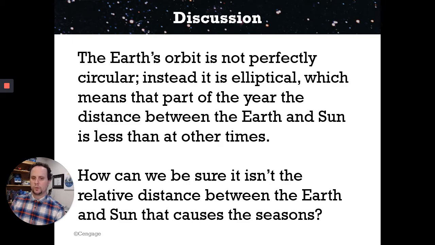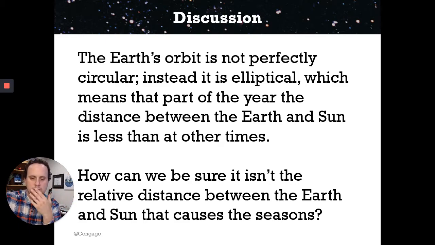Part of what I want you to think about as I let you go here: the Earth's orbit is not perfectly circular. Instead, it's elliptical, which means that part of the year, the distance between the Earth and the sun is less than at other times. So sometimes we are closer to the sun. Sometimes we are further from the sun. Its orbit is not a perfect circle. It is more of an ellipse.